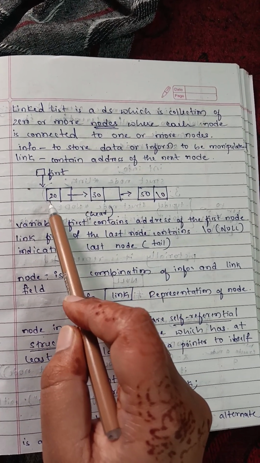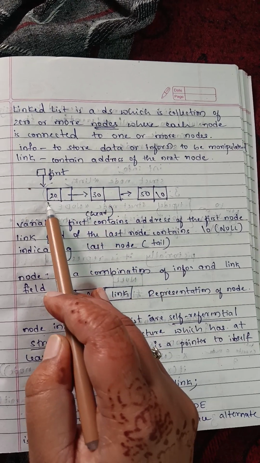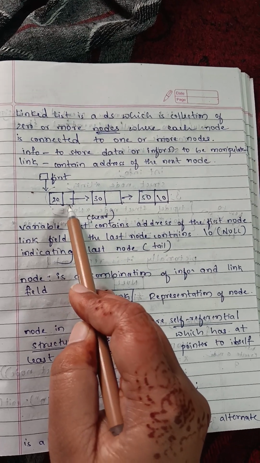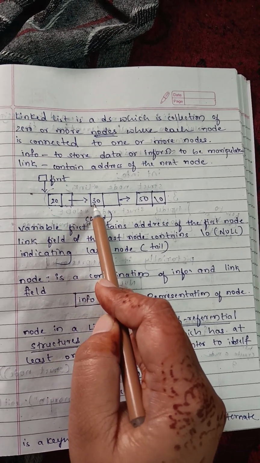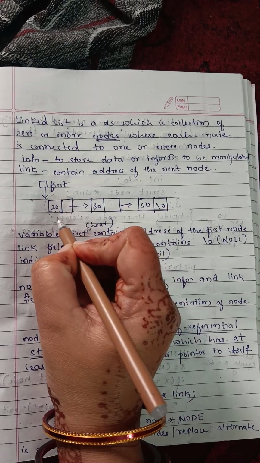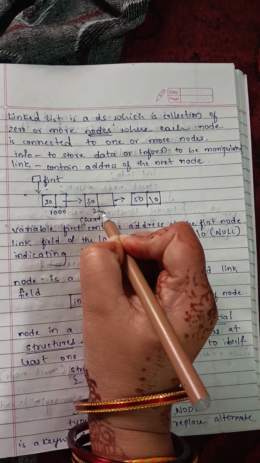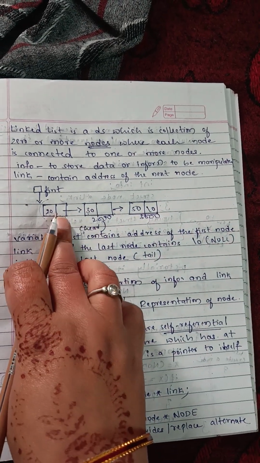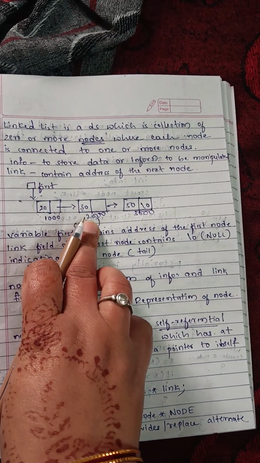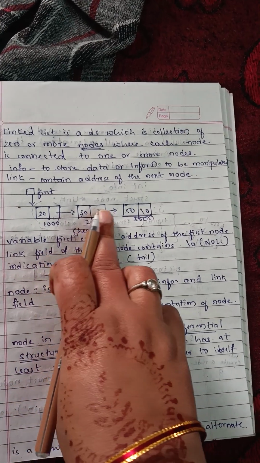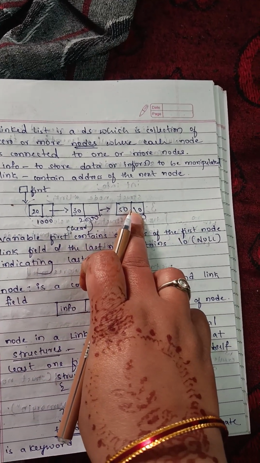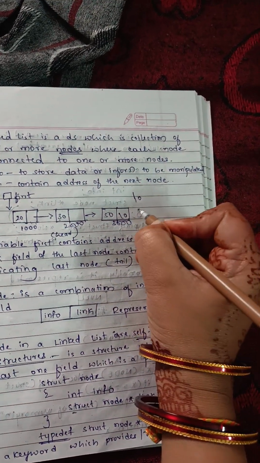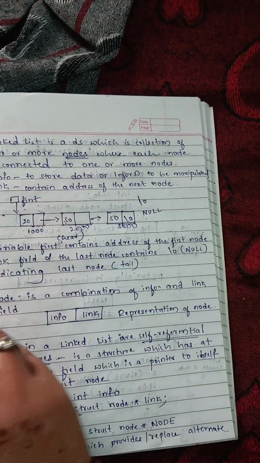It is a combination of two fields. The first one is the info field and the second one is the link field. This link field holds the address of the next node. Suppose the first address is 1000, the second address is 2000 and the third address is 3000. The first link field is holding the address 2000, the next link field is holding the address 3000, and the last node is holding the value null. You can represent it like this or you can write it as NULL.